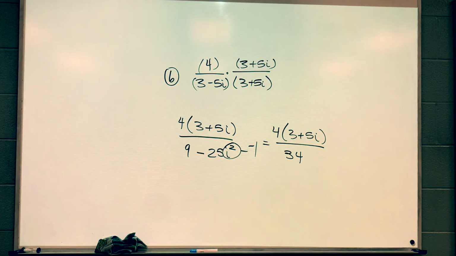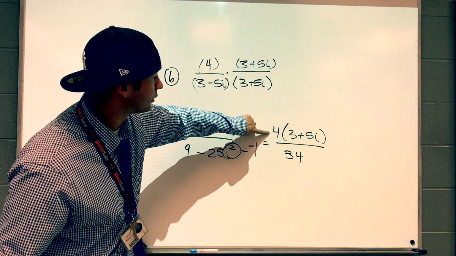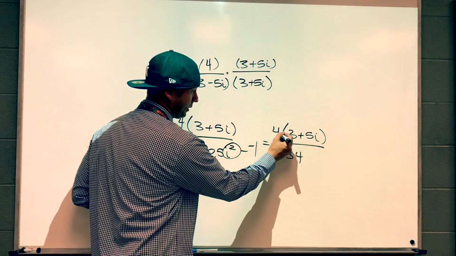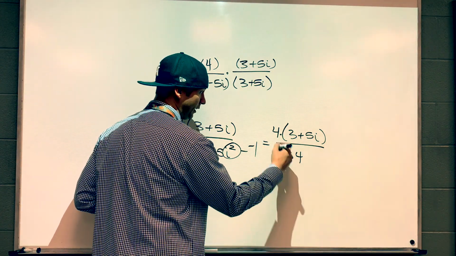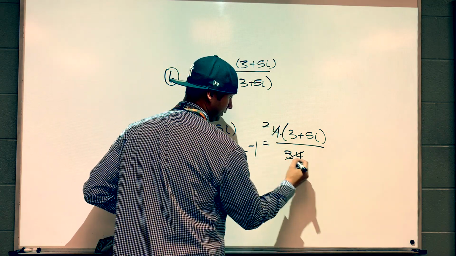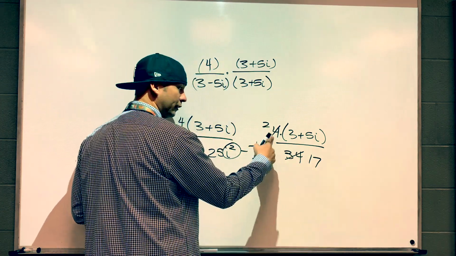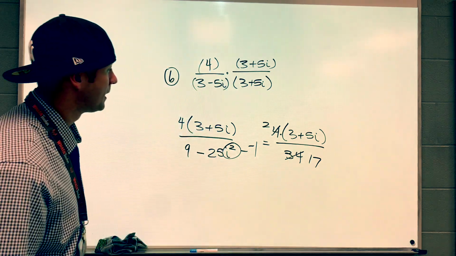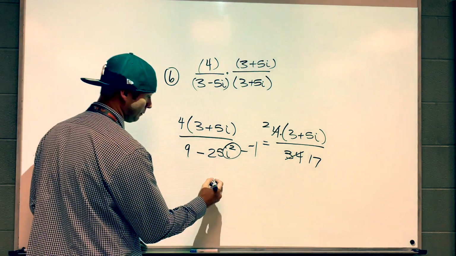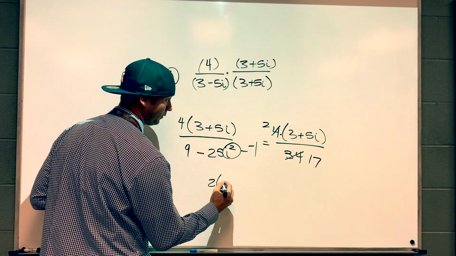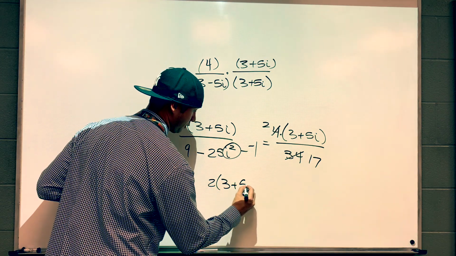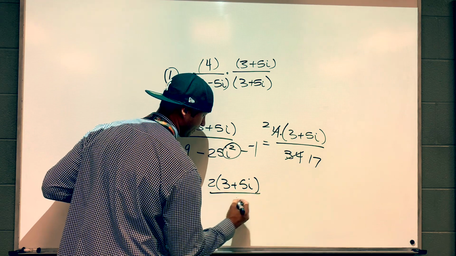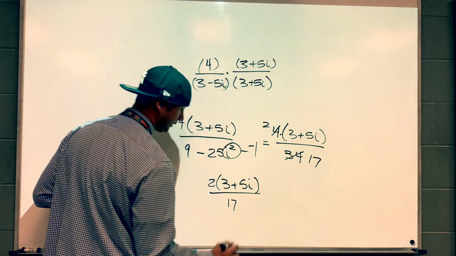Okay, and this is exactly why I don't distribute the 4. Why? Because this is an even number, this is an even number, this is going to cancel. 2 goes into 4 twice, 2 goes into 34 17 times. So here, the final answer is going to be 2 times (3 plus 5i) over 17.